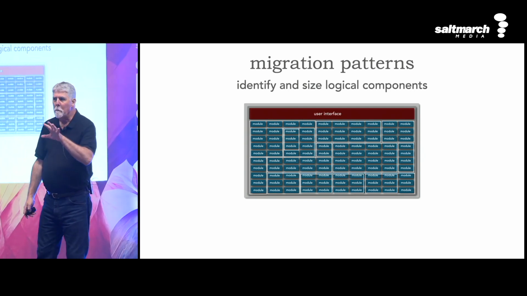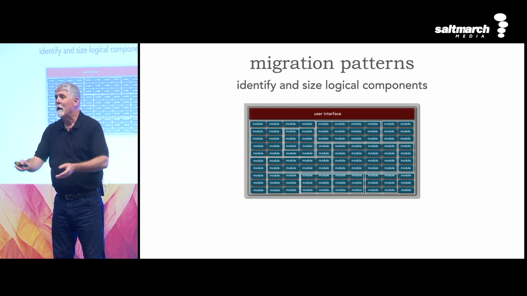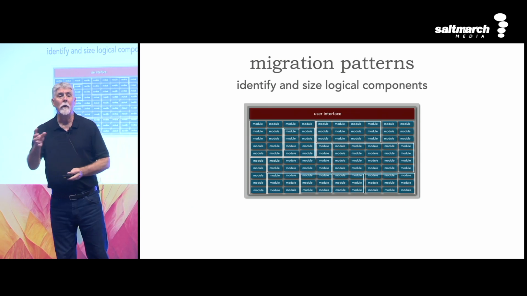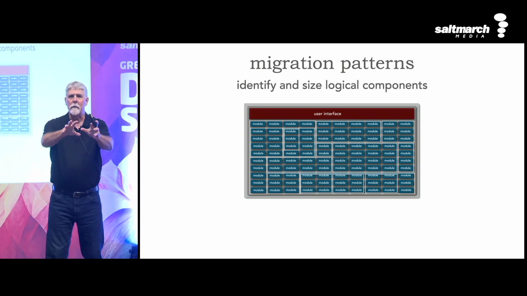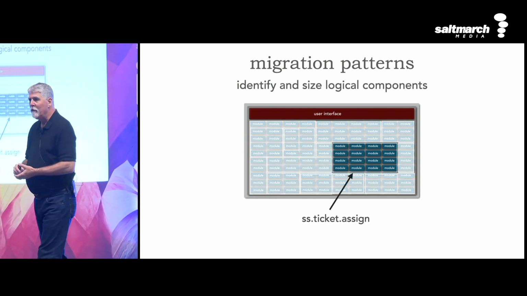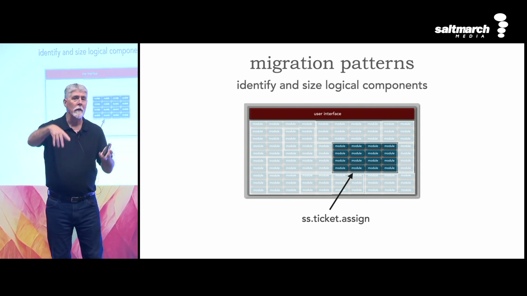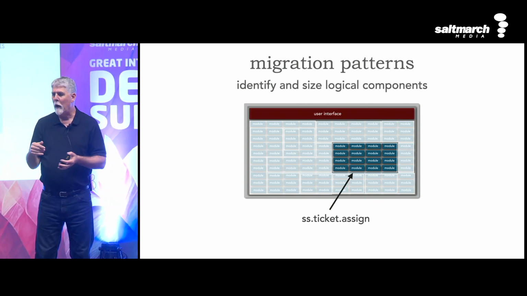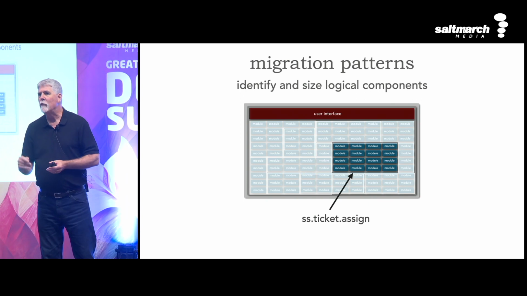Now, a logical component, and I know we all have different definitions for it. An architecture component is a building block of the system. It's a piece of the system that does one thing. For example, maybe here, this is ticket assignment. So to assign a ticket to an expert in the field, that would be in a directory, SS for SysOp squad, /ticket/assign. Maybe it's a namespace, a package structure.